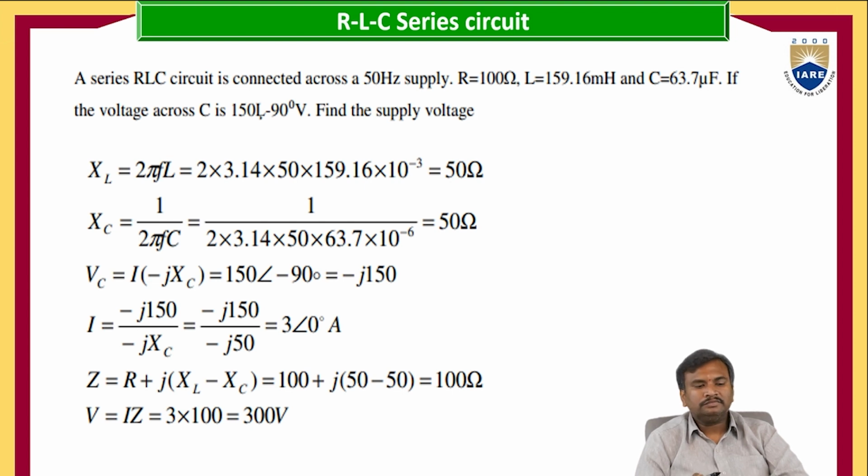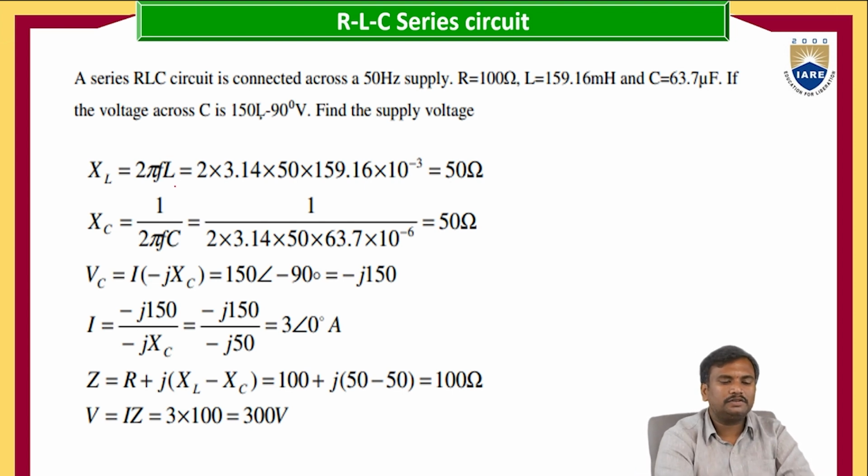Here XL is equal to 2 pi FL, that is 2 pi into frequency 50 and inductance value is 159.16 into 10 to the power of minus 3, which is equal to 50 ohms. And XC is equal to 1 by 2 pi FC, that is equal to 1 by 2 pi into 50 into capacitance value given as 63.7 into 10 to the power of minus 6. And here the XC value also we got as 50.